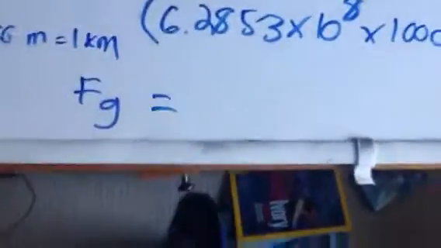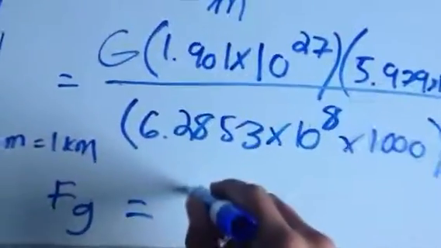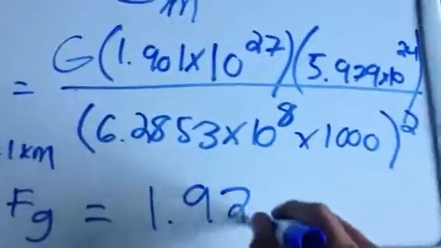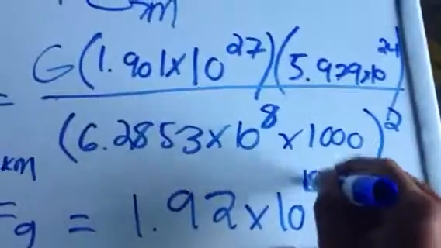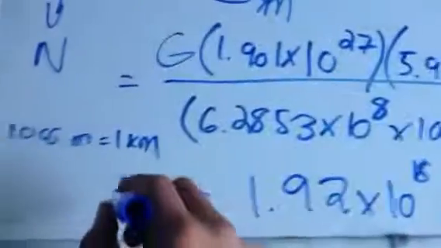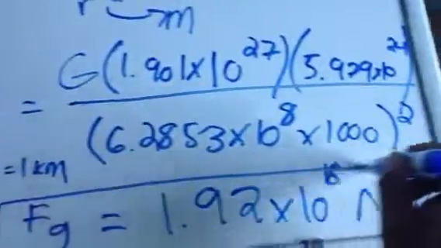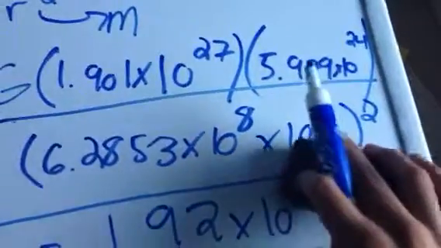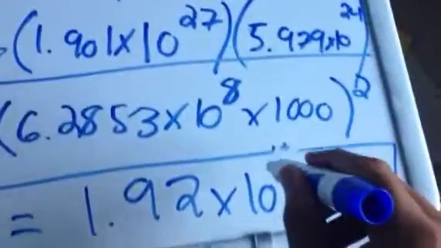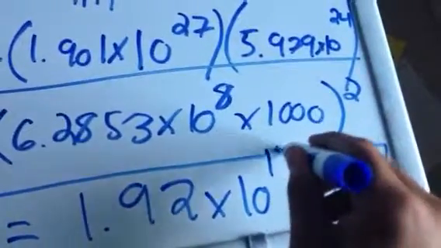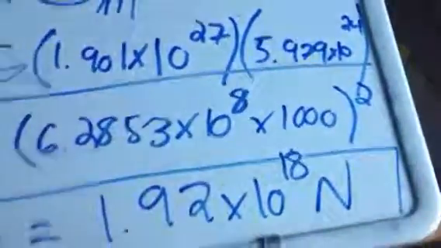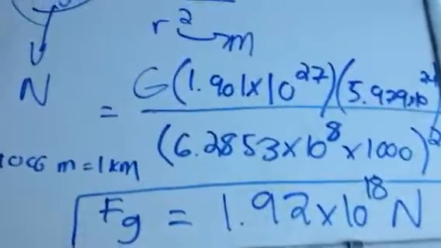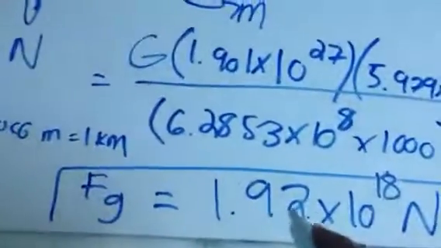Alright, so I got 1.92 times 10 to the 18 newtons. Like I said, include the units. You don't want a line going through 18. You want to make sure it's as clear as possible. There you go, guys. That is the answer to this problem. That is the gravitational force between Jupiter and Earth.